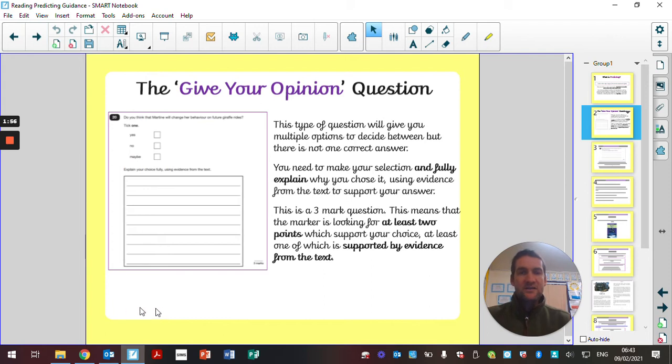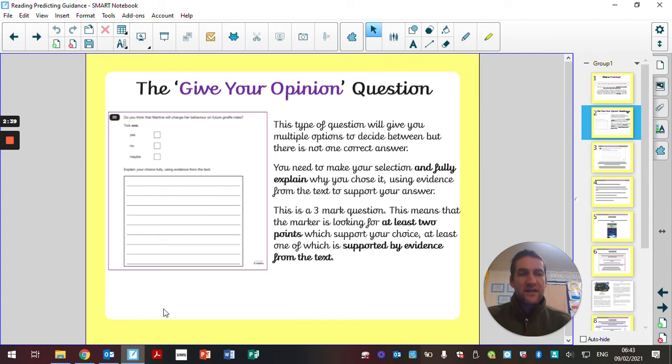So let's have a look at some predicting type questions. One of them is the give your opinion type question. This type of question will give you multiple options to decide between, but there is not one correct answer. You need to make your selection and fully explain why you chose it using evidence from the text to support your answer. It's normally one of those 3-mark type questions, and the marker is looking for at least 2 points which support your choice, with one of them being supported with evidence from the text.